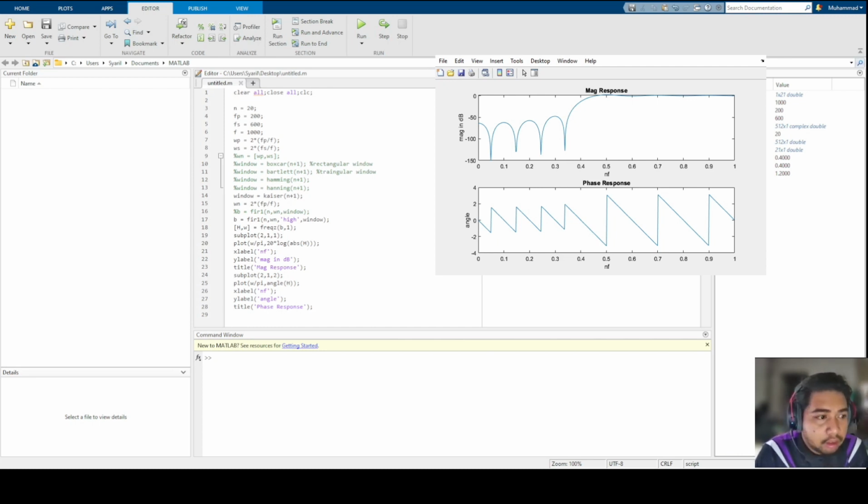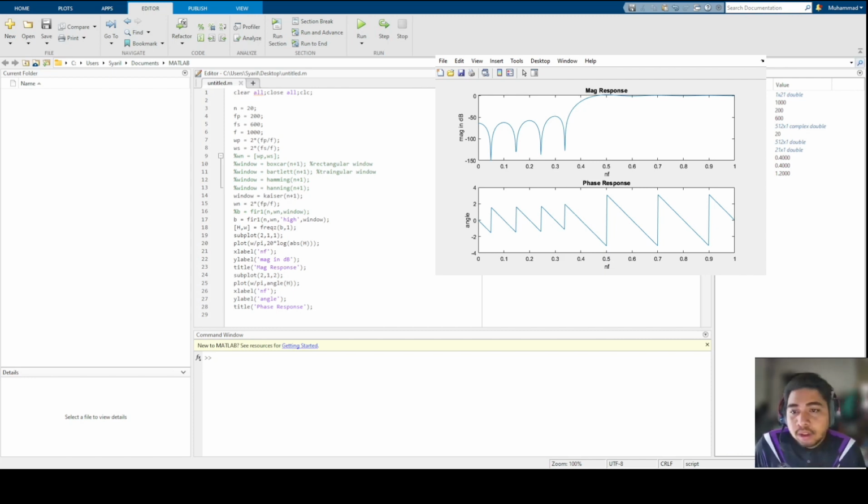The Kaiser window is a one-parameter family of window functions used in finite impulse response filter design and spectral analysis. The Kaiser window approximates the DPSS window, which maximizes the energy concentration in the main lobe but which is difficult to compute.